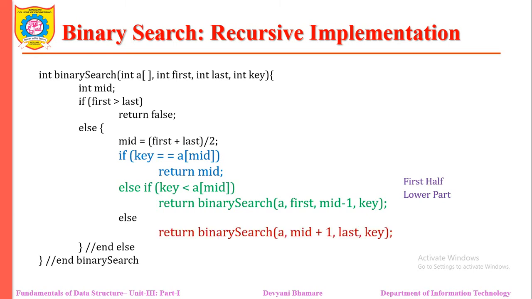But in the case that A of mid is less than the key, then we need to search in the second half, or we can say the upper part of our array, where we need to change the position. Instead of starting with 0, we say it starts with mid plus 1, and the last maintains our upper bound. So in the recursive way, we call that function itself. So binary search can be implemented in two ways, the recursive way and the non-recursive way.